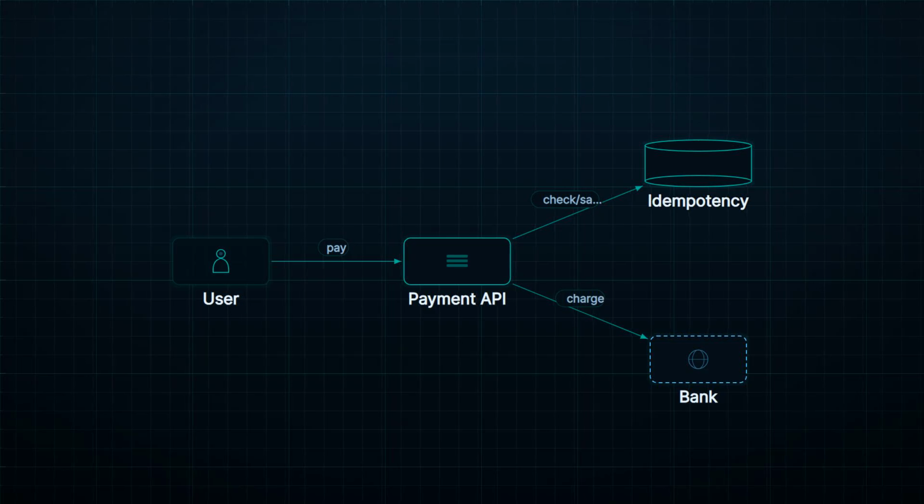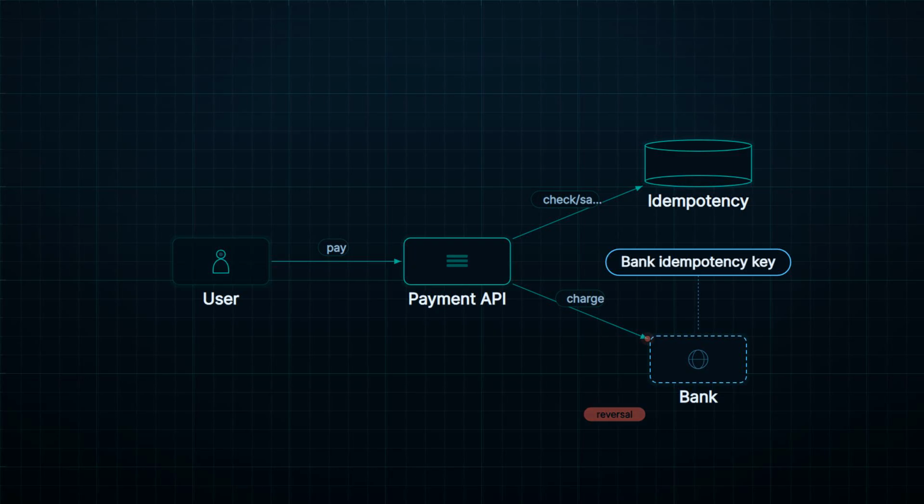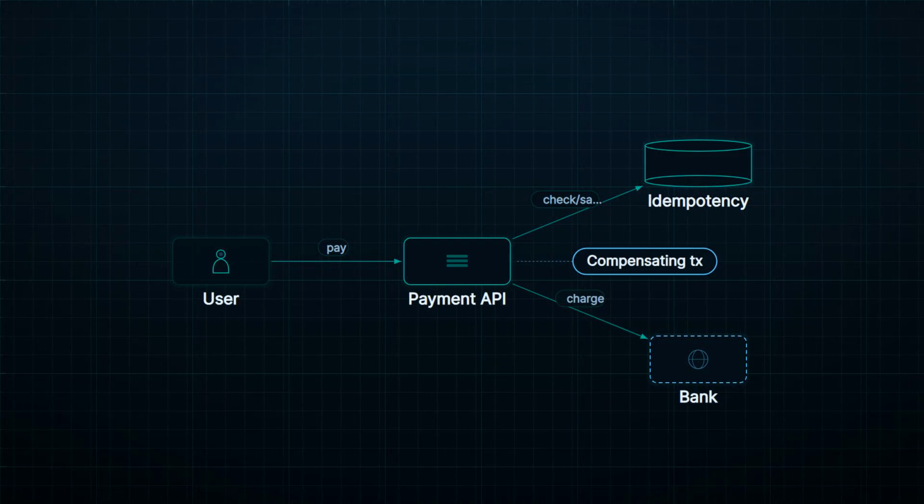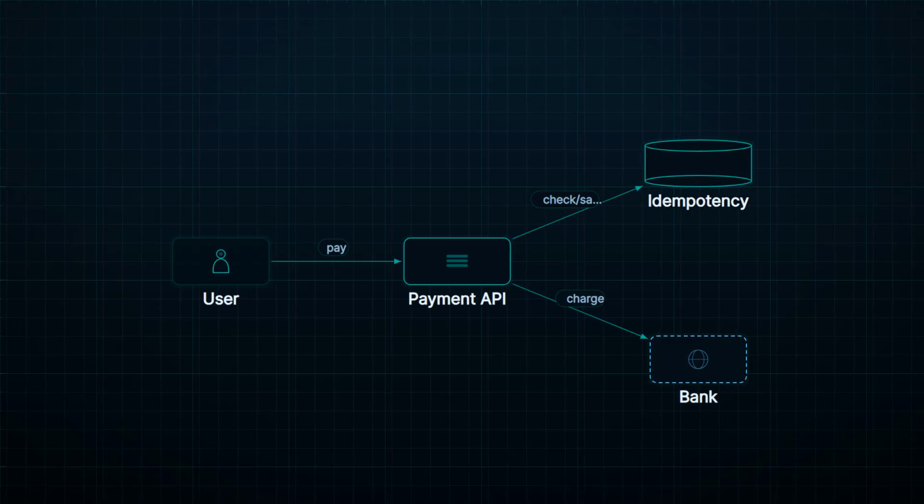Bank networks have their own idempotency keys. A payment could be accepted at the bank, but confirmation lost. If a payment fails after the bank accepts it, the system issues a compensating transaction or reversal. This ensures funds are eventually consistent. Webhooks notify the merchant or user of final status, even if the response was lost. These are advanced topics for another video.